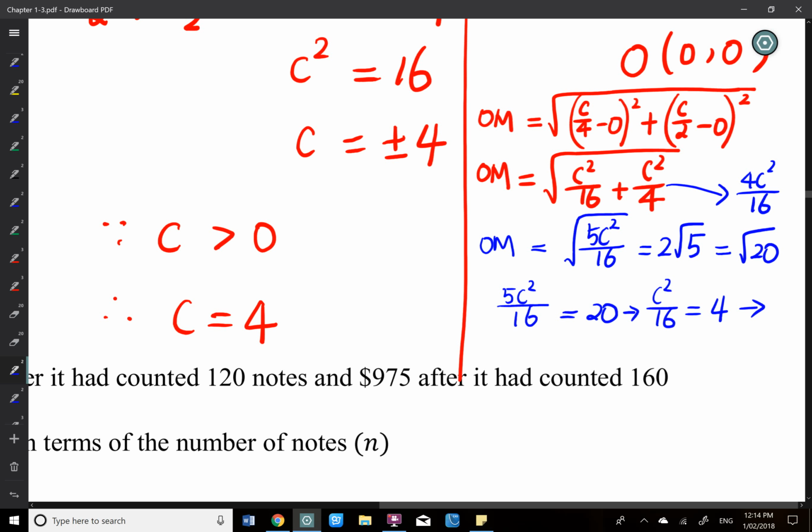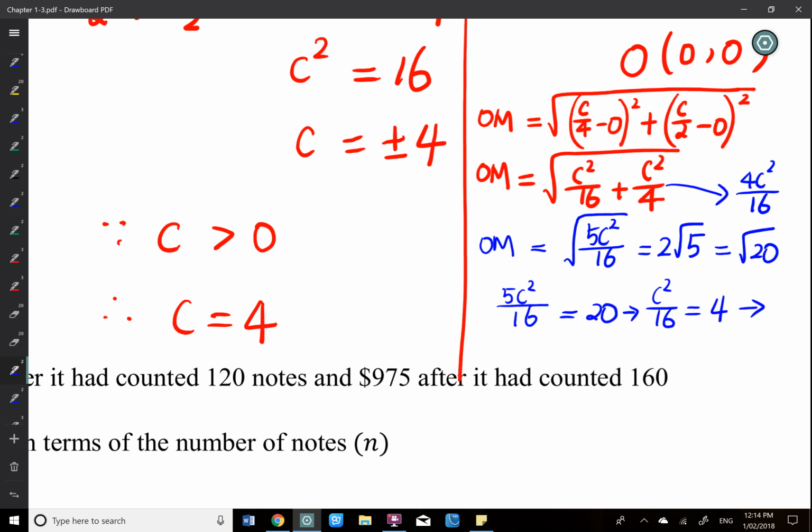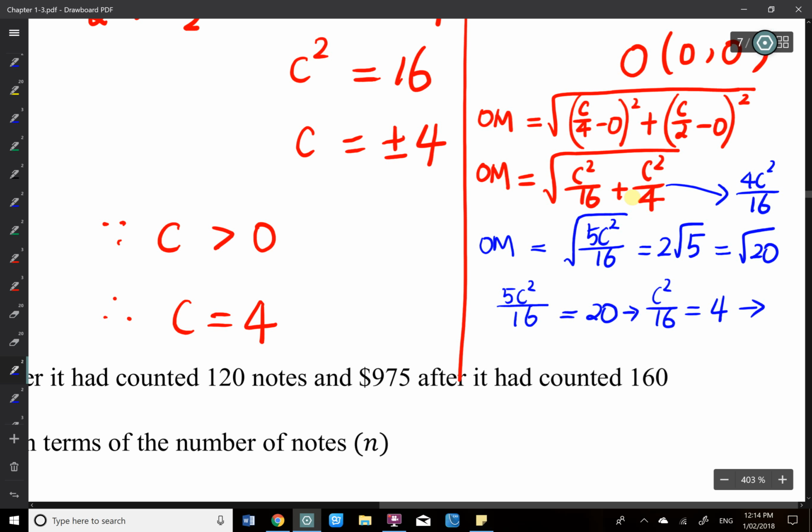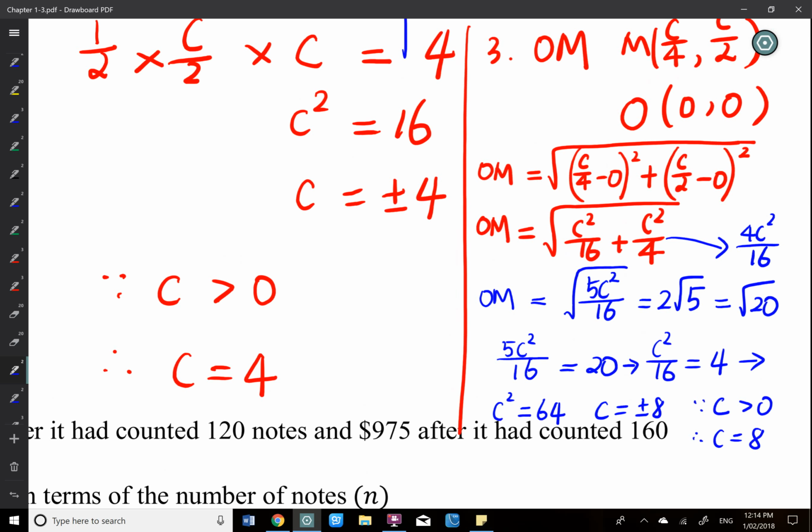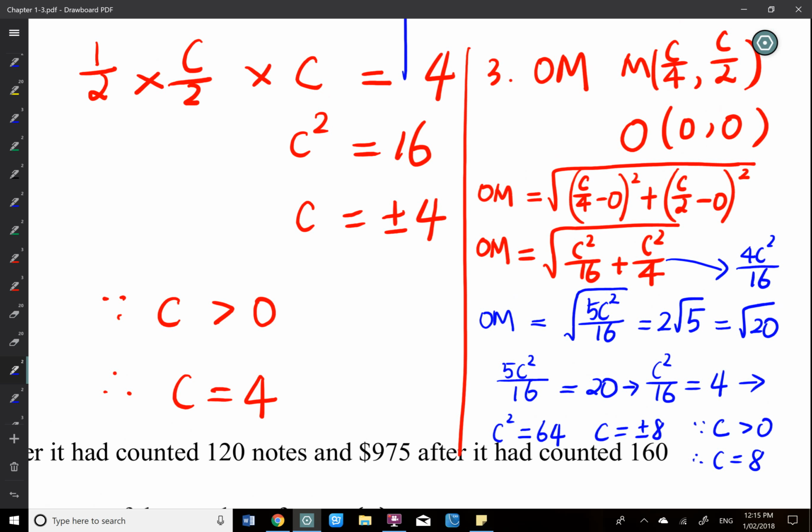Copy that down because I have 1 minute left. Have a think about it by yourself. If you have a question, we can go through that again tomorrow. C squared is 64 and C is plus or minus 8. So C is 8. Again, same as the first one, I write OM in terms of C, connect that with the number, and then just solve the equation. I did it quite quick for the last one. You can redo that by yourself. It's the same idea as the first one or the second one.